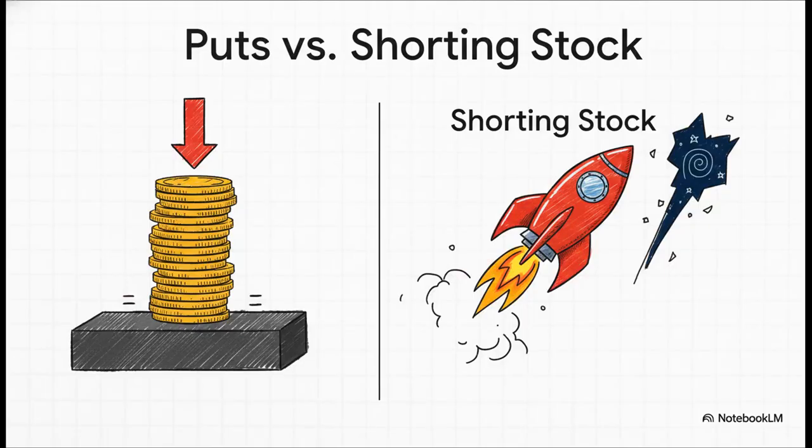So you might be asking, why buy a put instead of just shorting the stock? Well, the answer comes down to one word, risk. If you short a stock and it suddenly skyrockets, your potential losses are theoretically unlimited. That's scary. But with a put, your maximum loss is capped. It's just the premium you paid. It's a much, much safer way to bet on a decline.